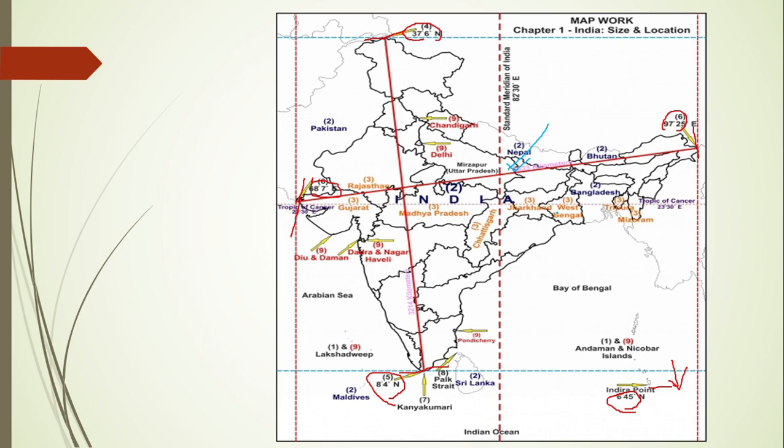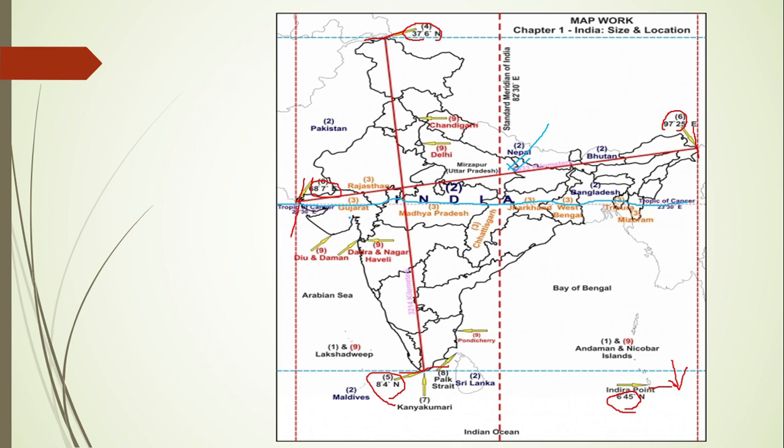Some of the important states through which the Tropic of Cancer is passing, this is passing through here. This you can see. I'm sorry, the line is somewhat going upward only because of not the better control of the mouse. 23.3 degrees of the Tropic of Cancer. This is the first state through which, from the east side, if we are talking about it, it's Mizoram, then Tripura, then West Bengal, then Jharkhand, then Chhattisgarh, then Madhya Pradesh, then Rajasthan and Gujarat.